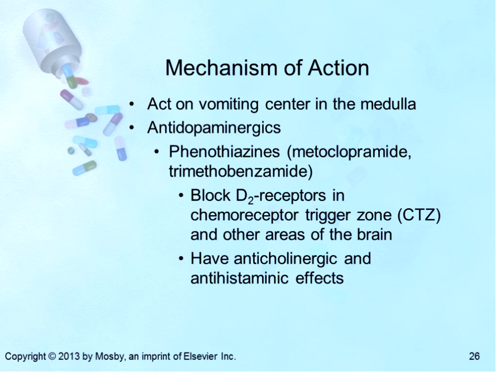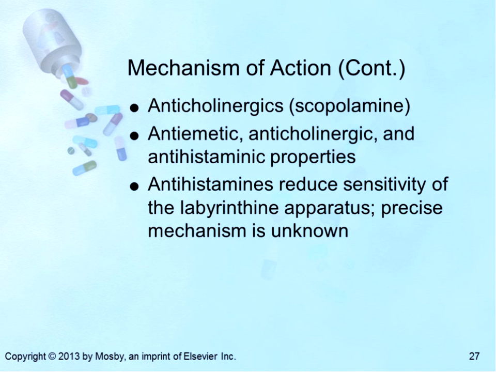The anticholinergics have antiemetic, anticholinergic and antihistaminic properties. These antihistamines reduce the sensitivity of the labyrinthine apparatus. This may be mediated through nerve pathways to the VC from the CTZ, peripheral nerve pathways or other CNS centers. These drugs have a suppression action on hyperstimulated labyrinthine function. The precise mode of action is not known. Inhibiting the vestibular input to the CNS results in inhibition of the vomiting reflex.